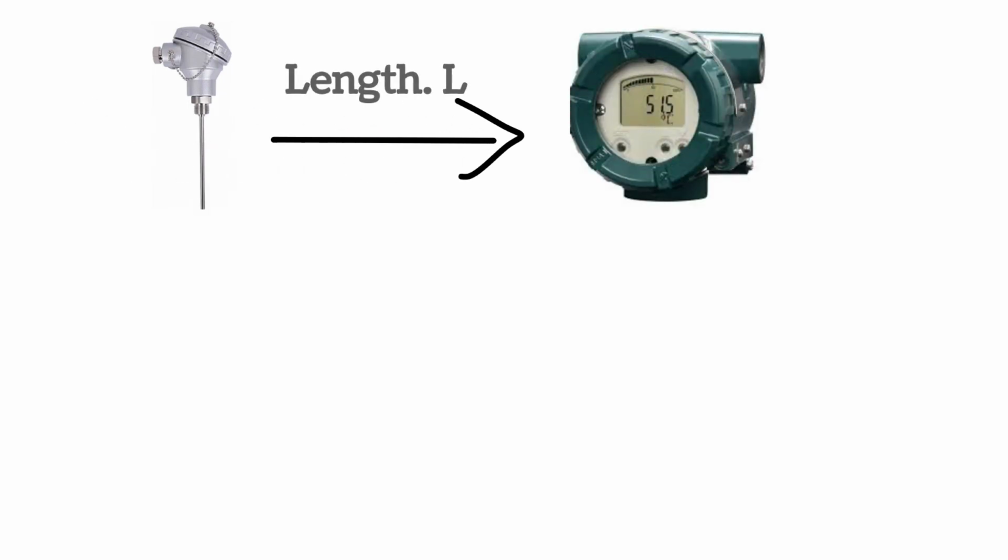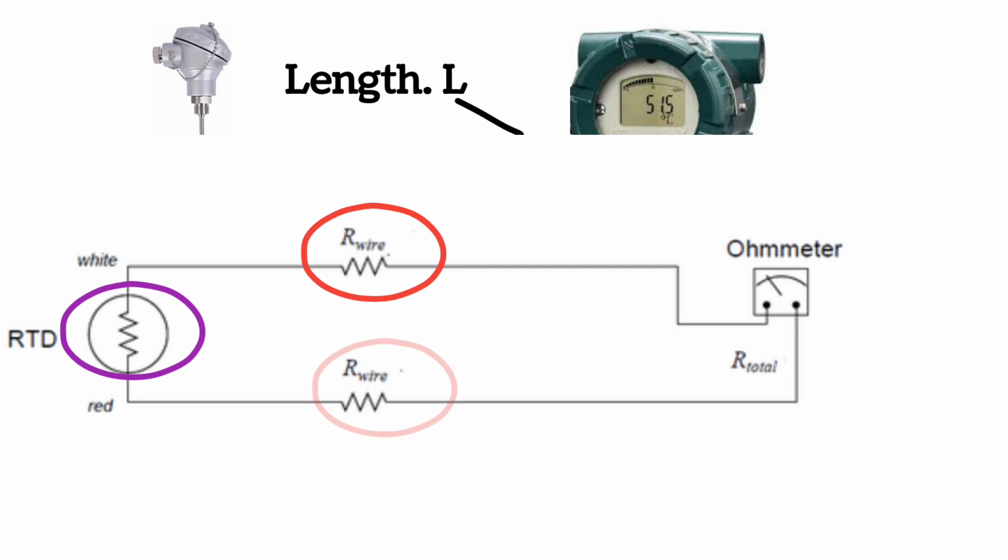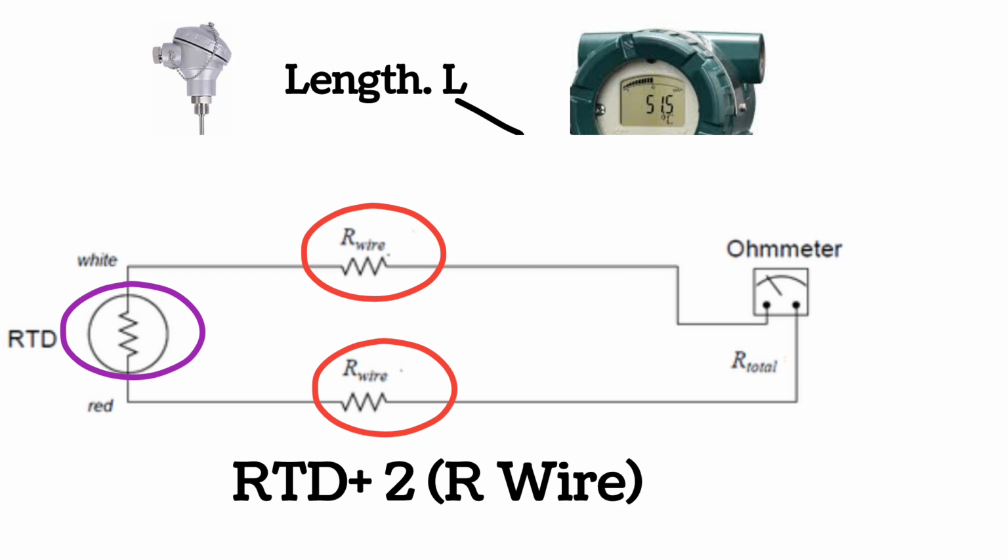In an industry, the RTD from the field is connected to the transmitter at a length L. Let's see the practical circuit diagram. Here the resistance of the RTD needs to be measured in order to find out the temperature. But as this RTD is connected through wires, which are in series, the total resistance the transmitter measures is the RTD resistance plus 2 multiplied by the resistance of the wire. In order to remove this wire resistance, a reference resistance comes into the picture.